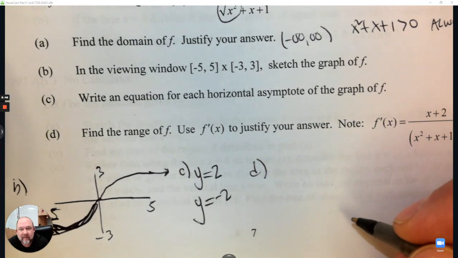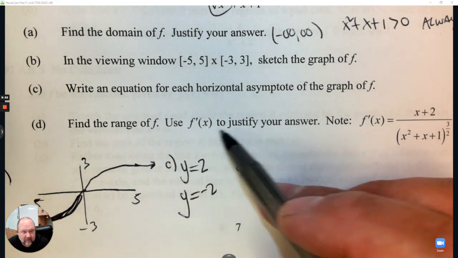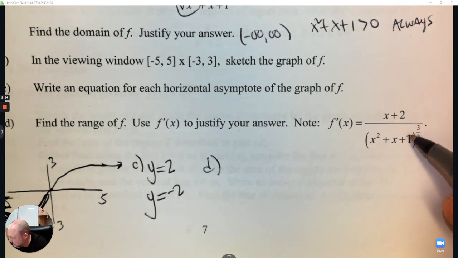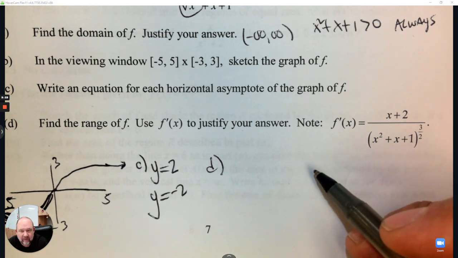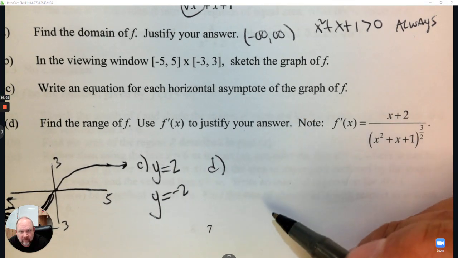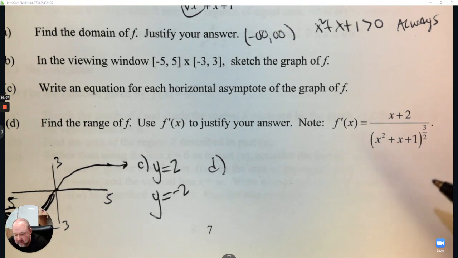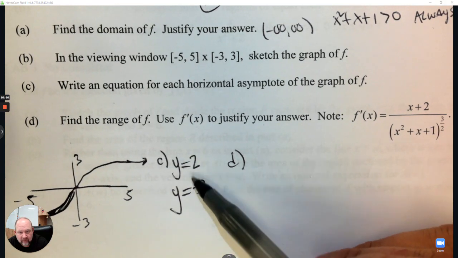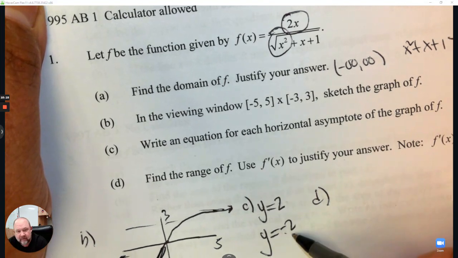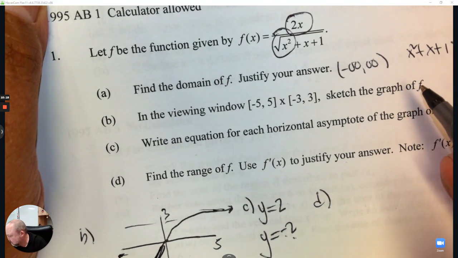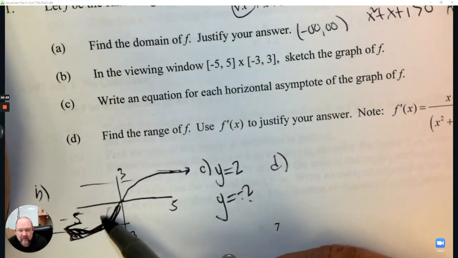And then D, it says find the range of the function. Use the derivative to justify your answer. So here's the derivative in terms of x. So the range is the greatest value to the smallest value. And so we already said that the intercepts, or this is 2 and this is -2. So there's a little dip here on the left side.